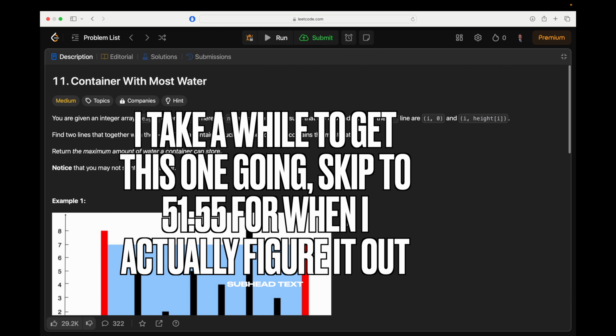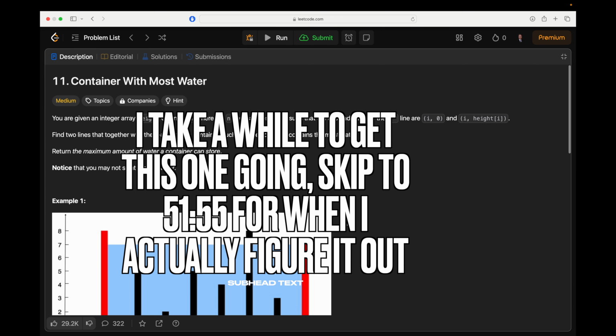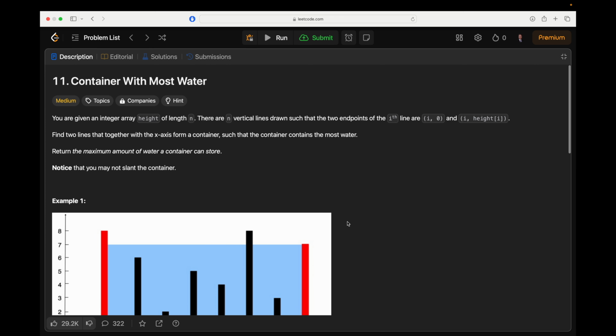You are given an integer array height of length n. There are n vertical lines drawn such that the two endpoints of the ith line are (i, 0) and (i, height[i]). Find two lines that together with the x-axis form a container such that the container contains the most water. Return the maximum amount of water a container can store. Notice that you may not slant the container.